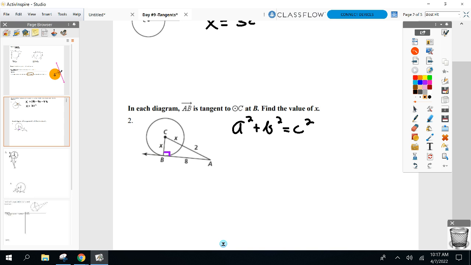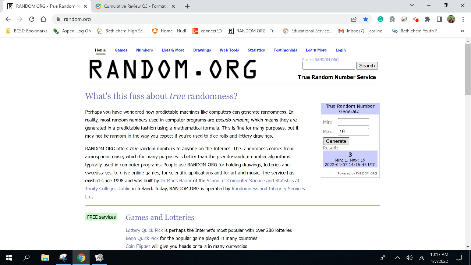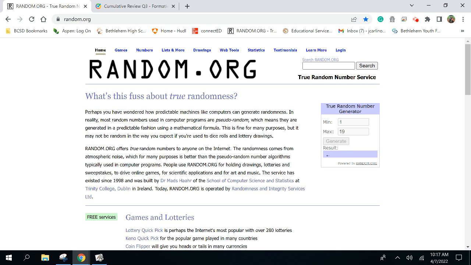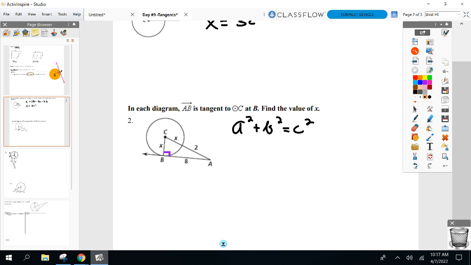Ooh, not out of the woods that easy though. What are your A and B values here? Your two legs. What am I plugging in for A and B? Oh, 14. Yep, we're good on this class. 8 squared plus B squared equals C squared. All three sides are labeled. So 8's one leg. What's the other leg? X.